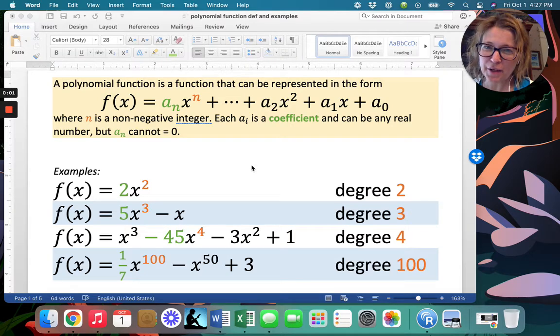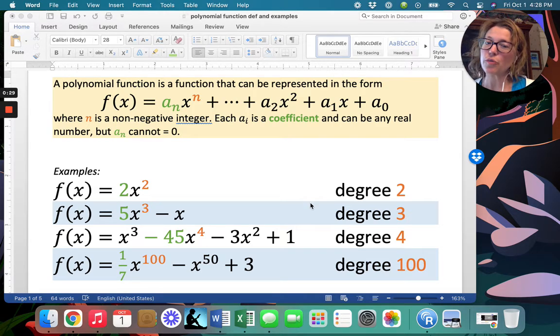Let's talk about polynomial functions. Here's our definition. Some important things to note: the exponents on the x all are positive integers. And the leading term of a polynomial is the term with the biggest exponent. The leading coefficient is the coefficient of the leading term.